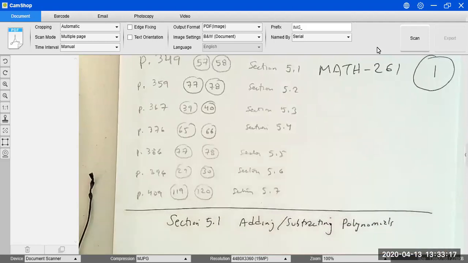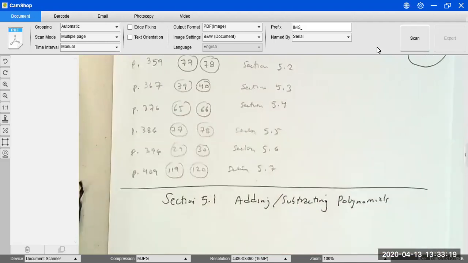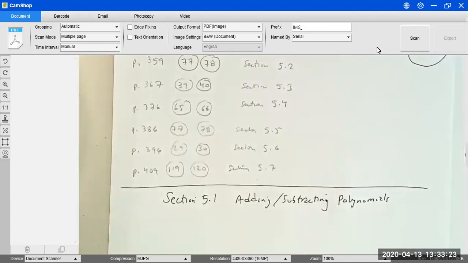So I just chose problems that are going to be very similar to the ones that you're going to have in the exam. So if you are able to solve these problems, then you're gonna do well. So I chose problem, what is the first one? 57 on page 349. So 57 is just subtraction.